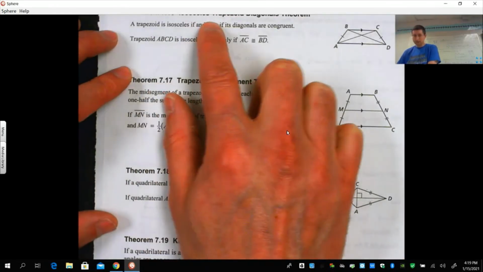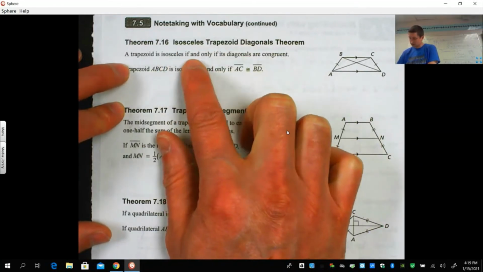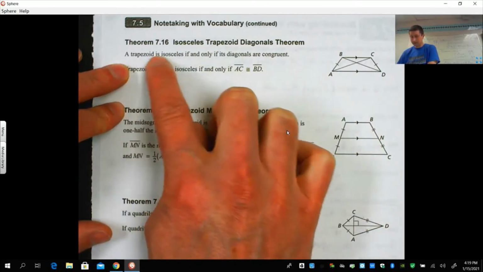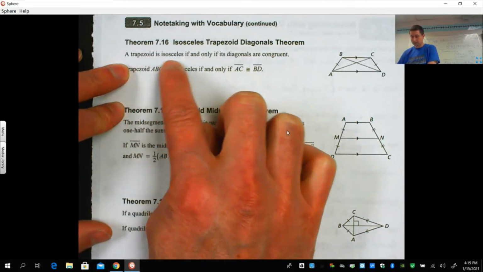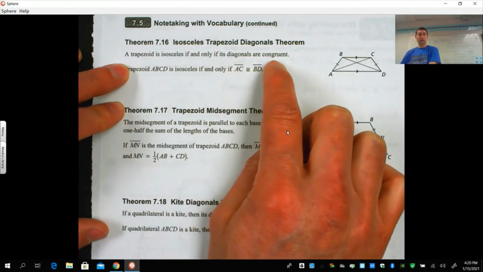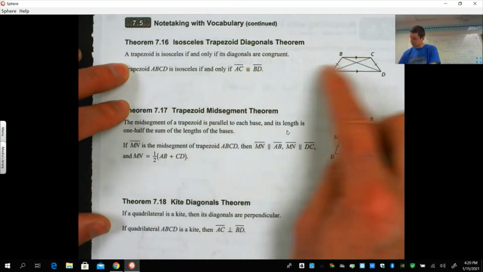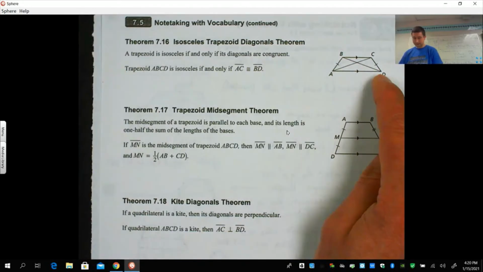Okay, here are the diagonals of a trapezoid. A trapezoid is isosceles if and only if its diagonals are congruent. So it gave us the biconditional, so we don't have to have a theorem and its converse. Okay, so the diagonals are the same length.